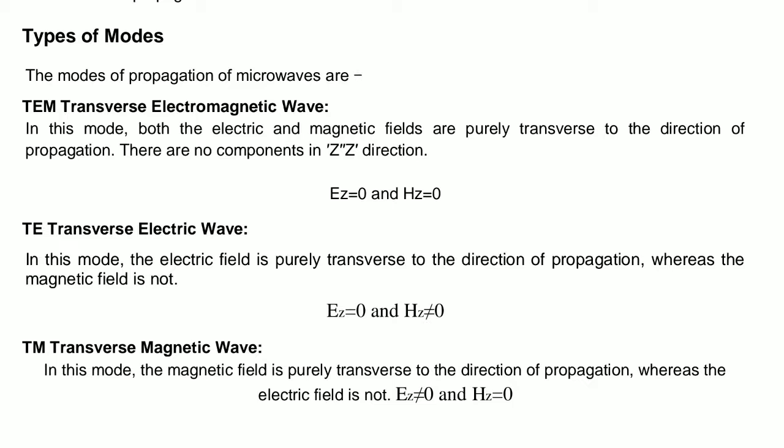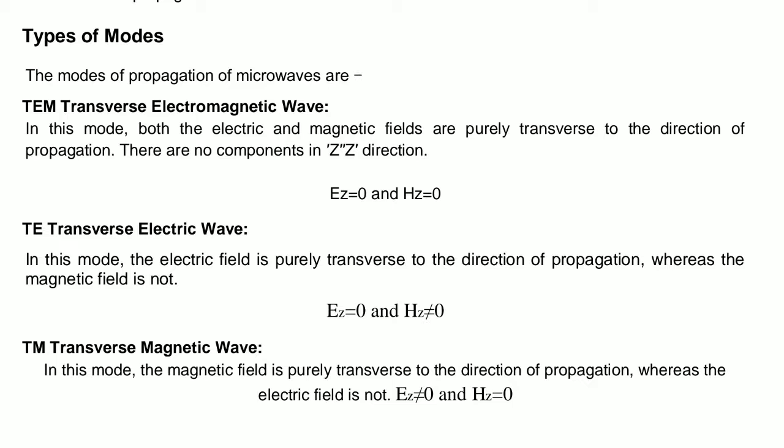So the formula becomes Ez is equal to 0, okay, because it is directly perpendicular to the direction of propagation, or we can say there will be no electric field component towards the direction of propagation. So ultimately Ez is equal to 0 and Hz is not equal to 0, because there is a magnetic field in the direction of propagation, okay. So for the TE mode or TE wave, Ez is equal to 0 and Hz is not equal to 0.